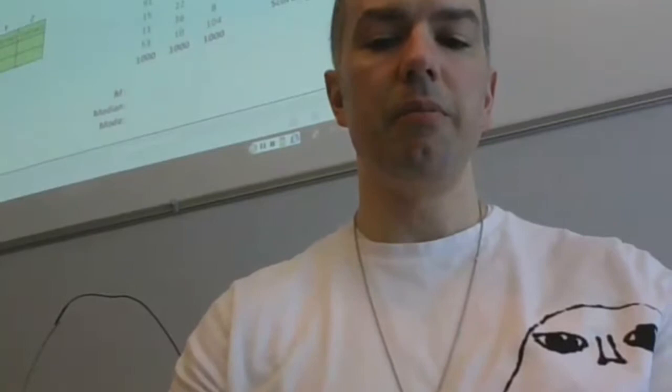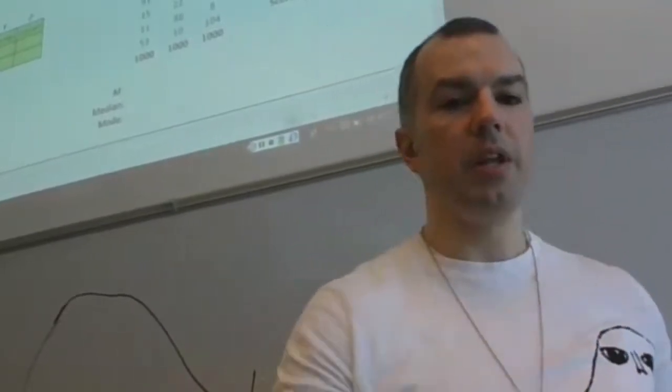Next one, we want the median for y, equals, median, open parentheses, highlight your y-scores, close them up. We get a median of 25.5.